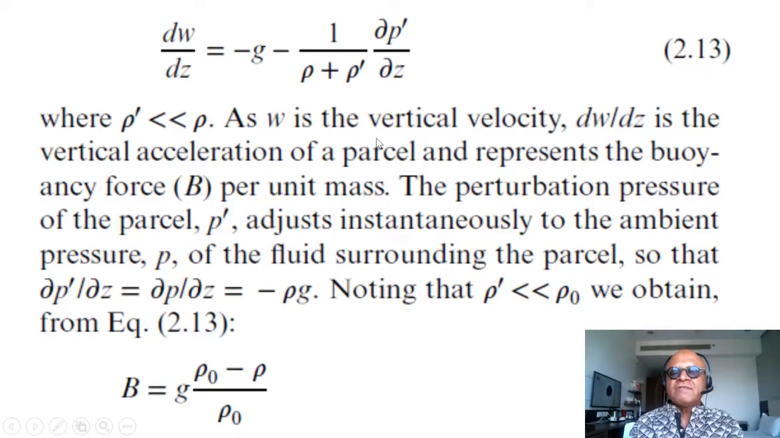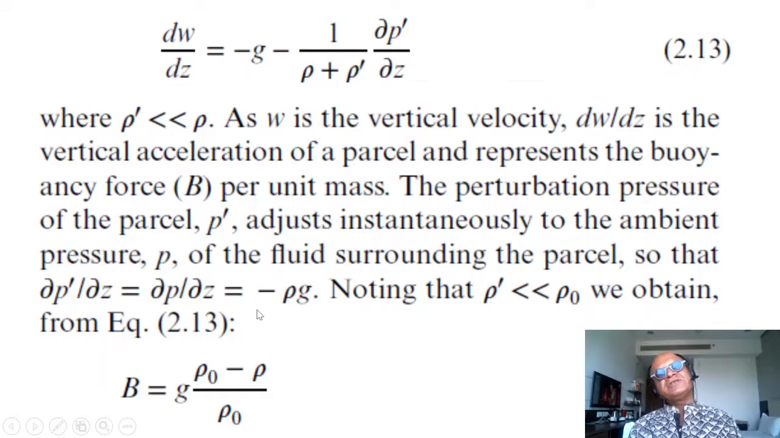So W is the vertical velocity, the vertical acceleration, dW/dz. It's the vertical motion with height, not the time. And force, the buoyancy force B per unit mass. So the perturbation pressure of the parcel, P prime, adjusts instantaneously to the ambient pressure P of the fluid surrounding the parcel, so that dP prime/dz is dP/dz equal to minus rho g.